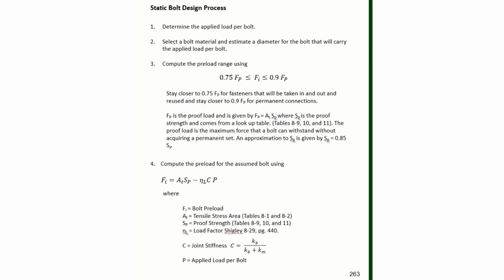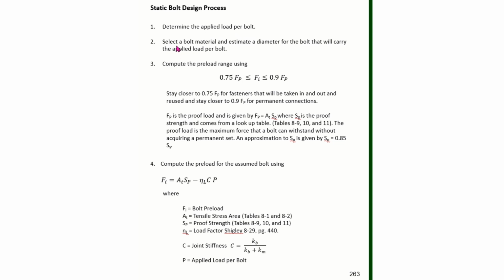In this video lecture, we're going to continue our discussion of bolt design. In particular, we're going to first look at the static bolt design process. And this process is outlined in 5 steps, shown on this slide and the following slide. The first step is to determine the applied load per bolt. So you would take the total applied load and divide it by the number of bolts.